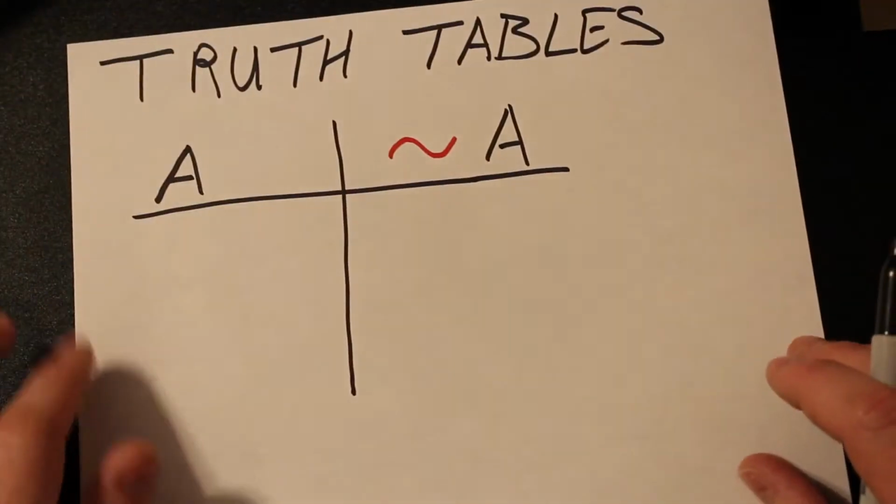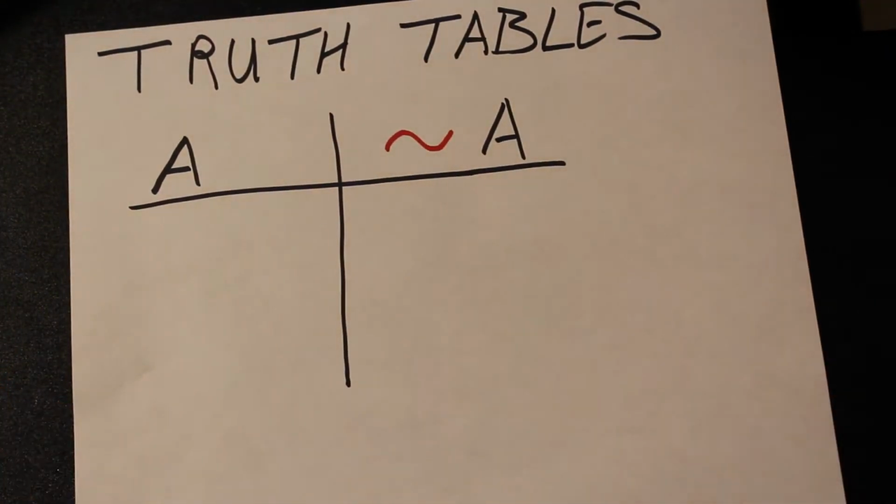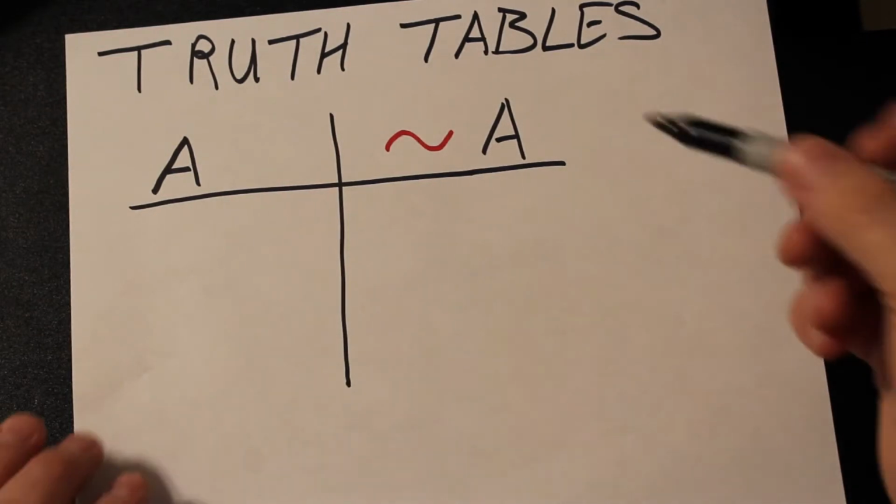Let's go ahead and run through our truth tables. A truth table is something that tests the truth value of a given sentence or proposition, right? Propositional logic is what we're dealing with in this case.